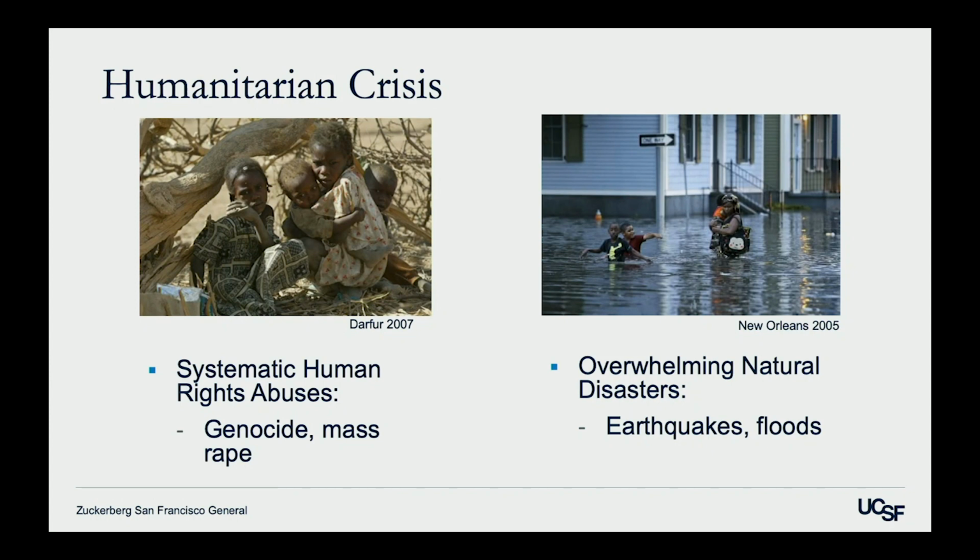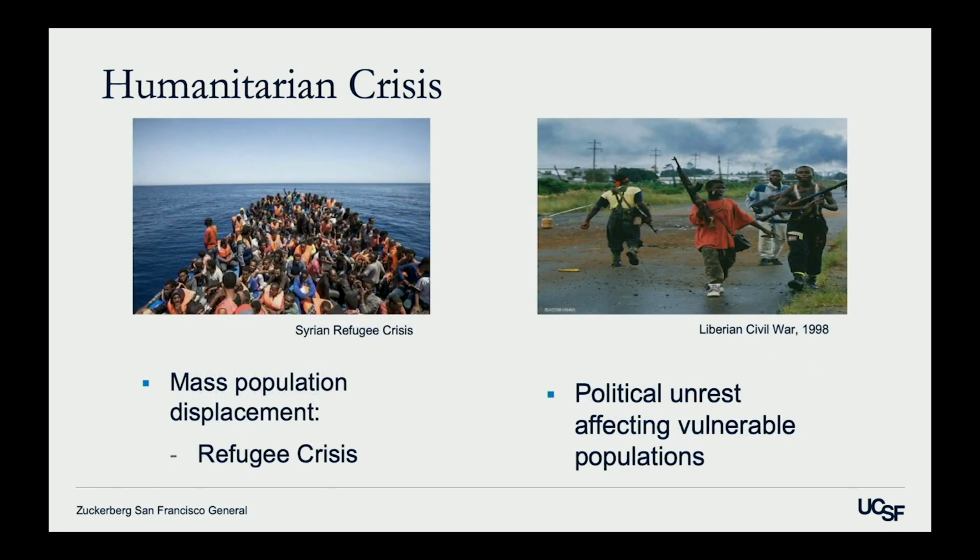Overwhelming natural disasters also cause humanitarian crisis, as here in the US, in New Orleans in 2005. We think of earthquakes like Haiti, floods. Mass population displacement is going on, as we see in all of the situations I just mentioned, causing huge populations of refugees and refugee crises.